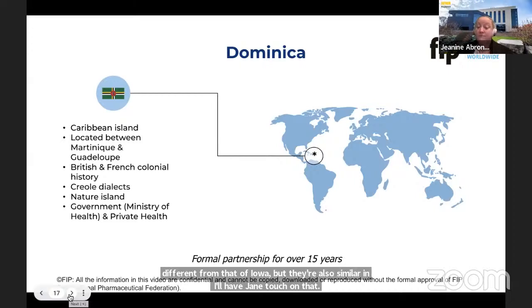And then again, partnerships can be both public and private. So although we do work with the Ministry of Health, Jolly's Pharmacy is an example of a formal private partnership that we've had for about 15 years.